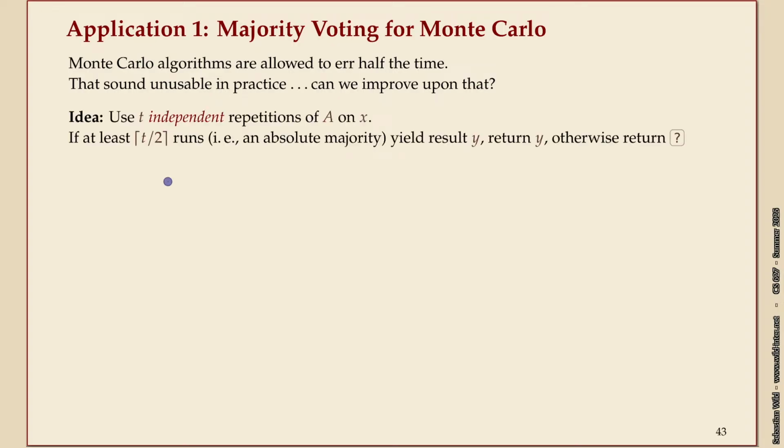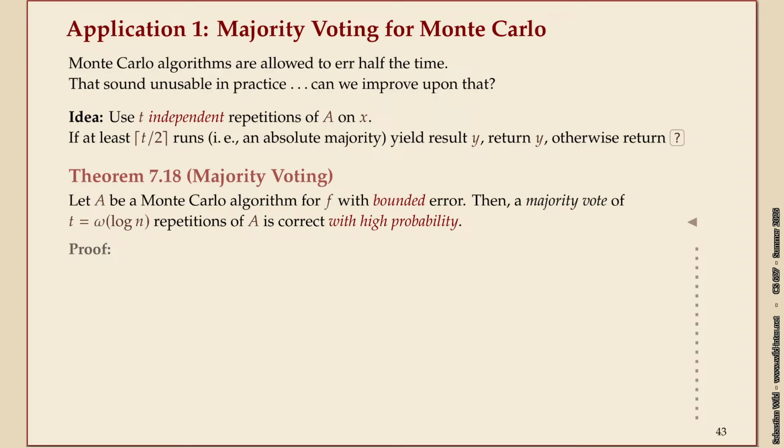So here is that formally written up. You do t independent runs of your Monte Carlo algorithm on the same input x, but with fresh independent random bits. If at least t over 2 runs yield the same result, then we output that. I guess we always pick an odd t, just so that there's no ties. And otherwise, we give up. So how good is this? It turns out that depends on the exact type of the Monte Carlo algorithm we have.